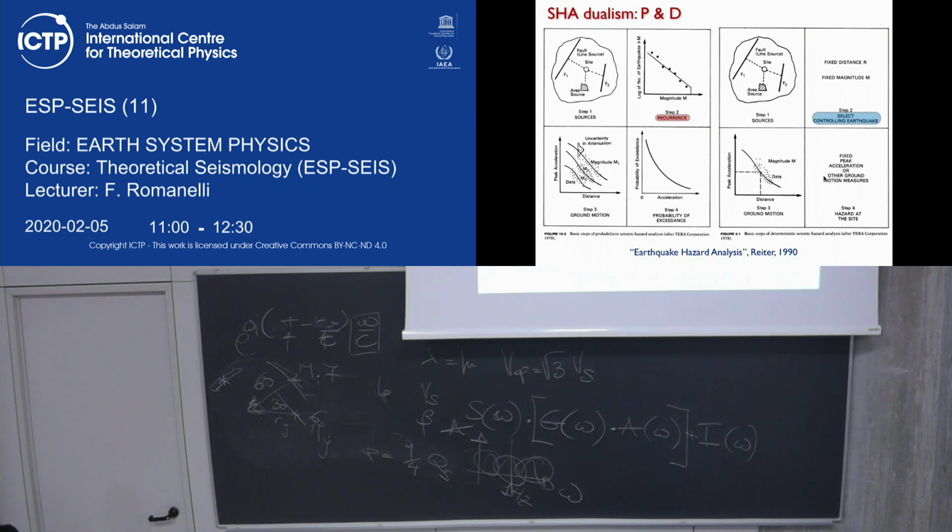On the other side, the probability is saying, okay, we don't care. We consider all of them, also low magnitude. And we try to weight them according to their recurrence. That's the tricky part.